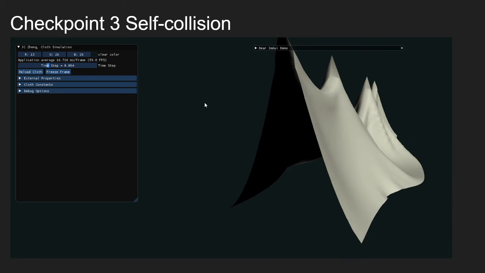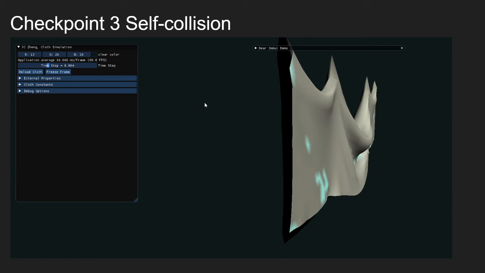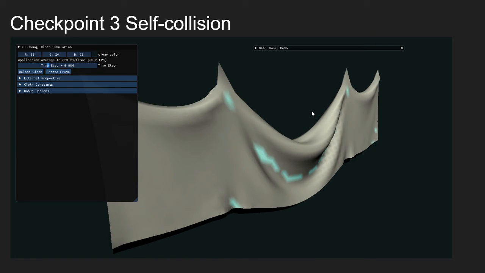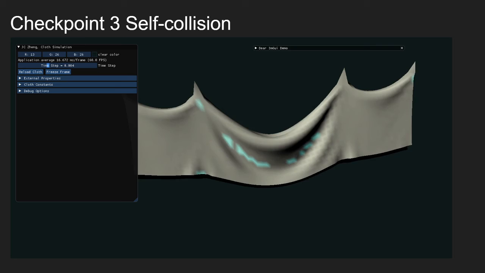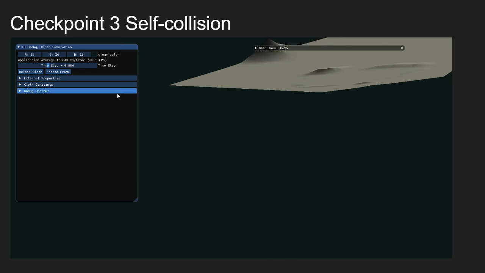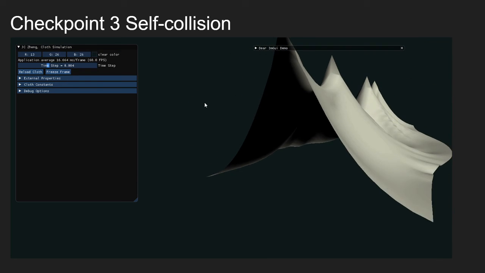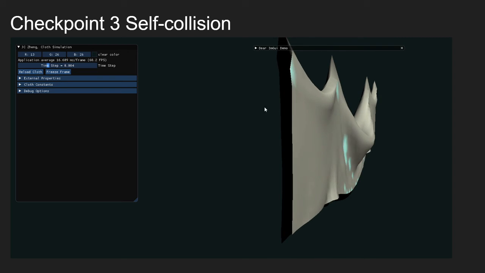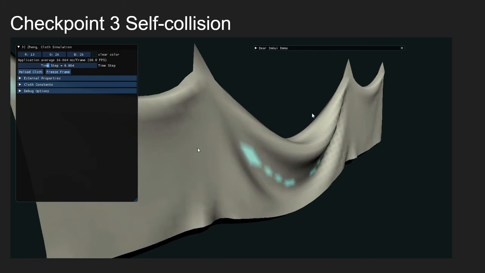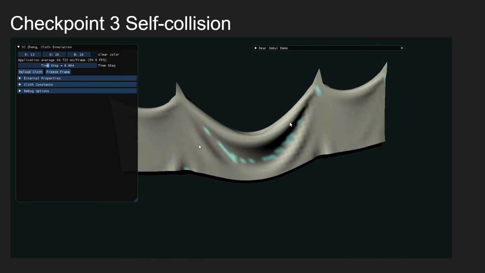This is the output of my checkpoint 3, and I changed the part to a kind of cyan whenever a self collision is detected. Yes, so basically, this is how it looks.